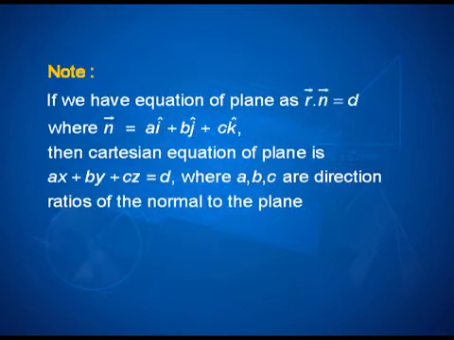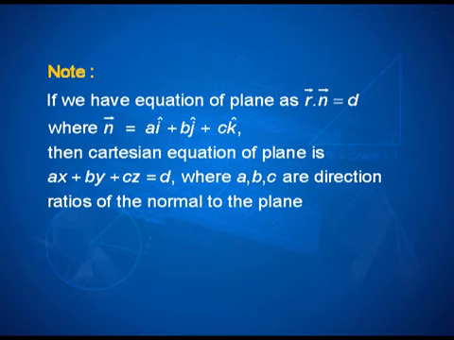Now, what we have to note here is that if in the equation r dot n cap equal to d, in place of a unit vector I have, say, a vector n known to us, and we have an equation given as r dot vector n equal to d, then the Cartesian equation of the plane would translate as Ax plus By plus Cz equal to d. Then A, B, C, that is the coefficients of x, y, z, are the direction ratios of the normal to the plane.